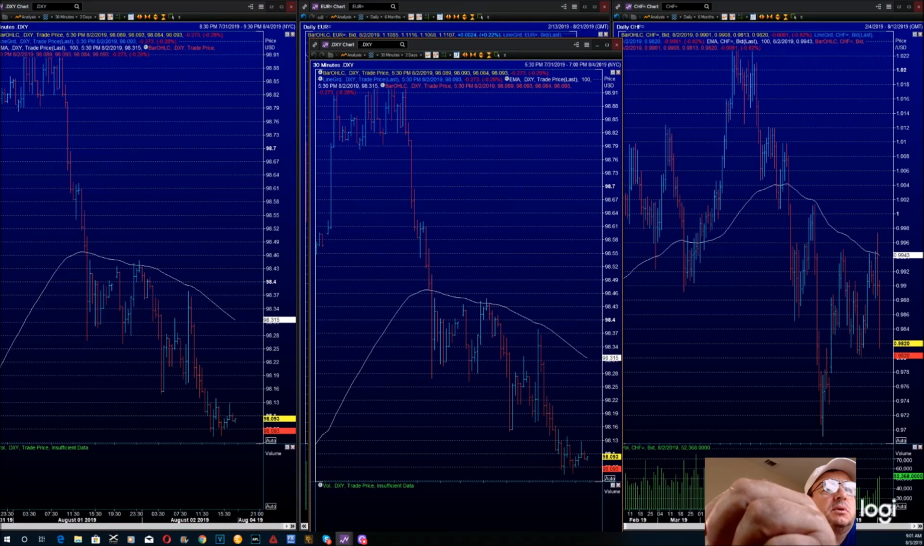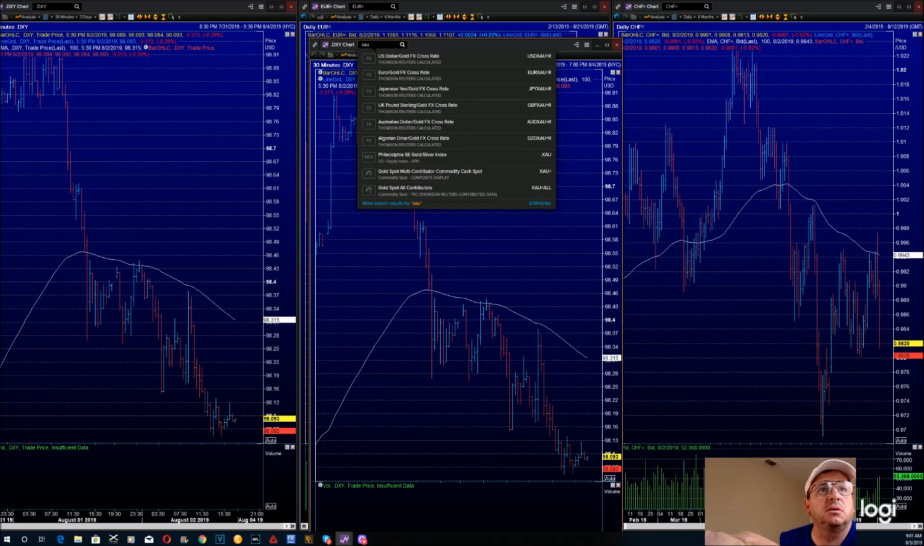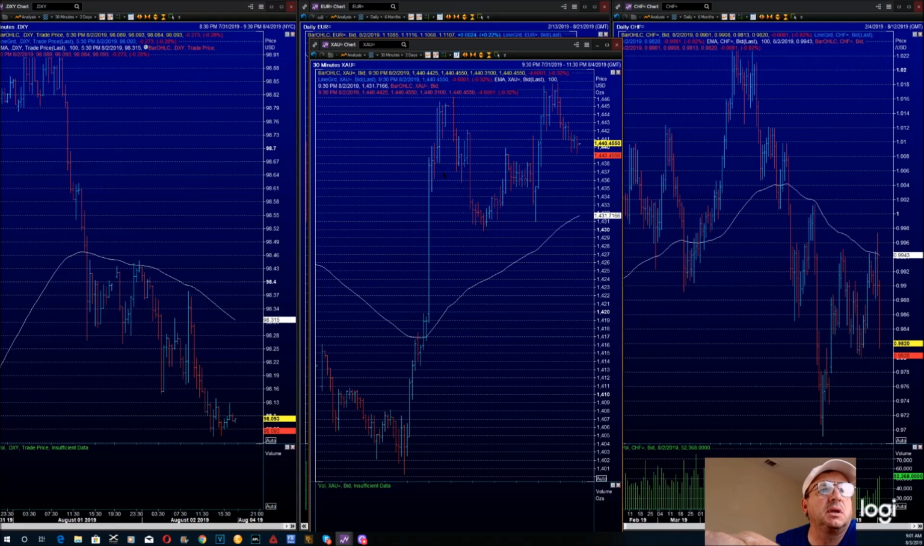Okay, I put XYU. So now, this one I see for myself better, 30 minutes. So dollar index goes down, and gold is going up. It's not exactly every moment, but in general, I see a certain kind of correlation.